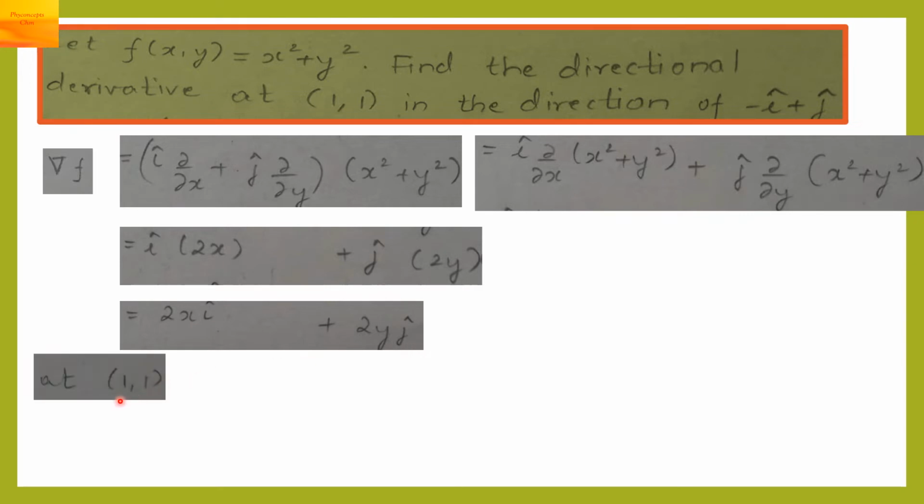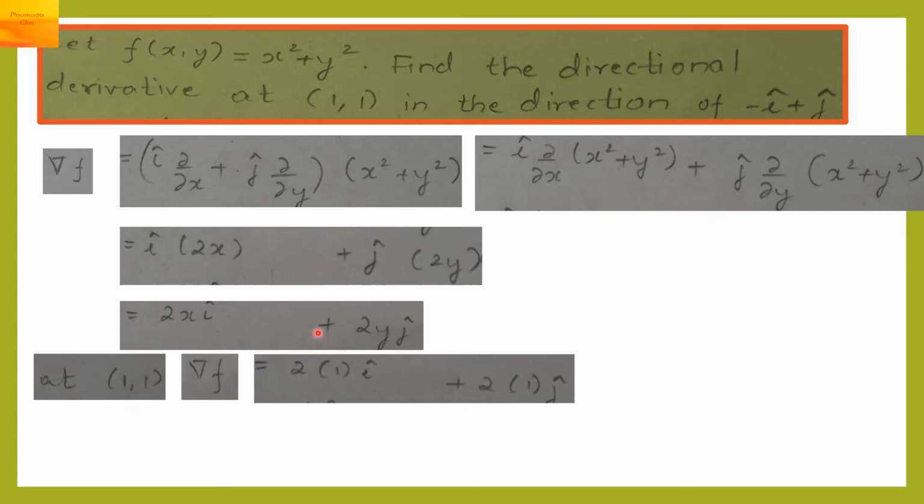Now we have to find this at the point represented by the coordinates (1, 1). So we substitute x equal to 1 and y equal to 1 in this equation. That substitution is done, and finally we get the vector 2 i cap plus 2 j cap at the point (1, 1).